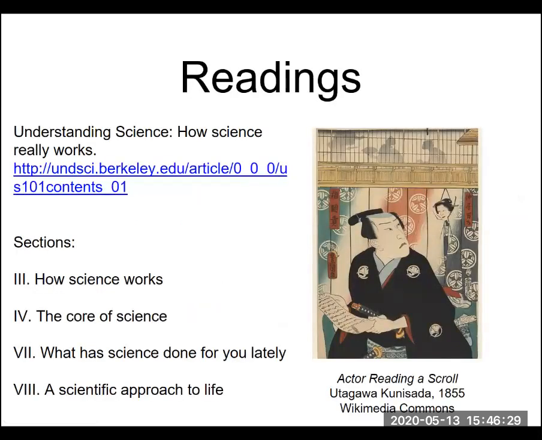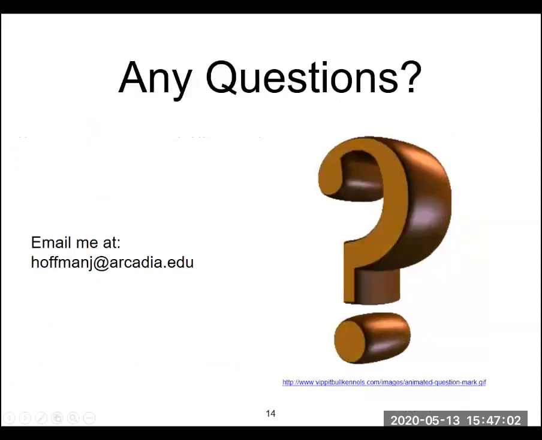So to finish up this lecture, a couple of readings, and we're going to continue on with the text from University of Berkeley, Understanding Science, How Science Really Works. This is going to be another set of chapters from what we had in a previous lecture. So what I'd like you to do now is read section 3, how science works, section 4, the core of science, section 7, what has science done for you lately, and 8, a scientific approach to life. And that's going to finish up the lecture for today.